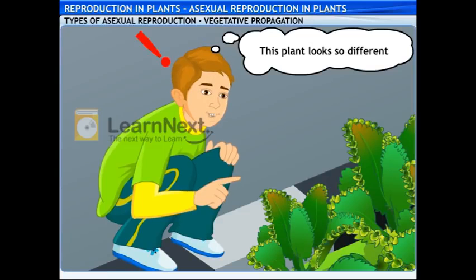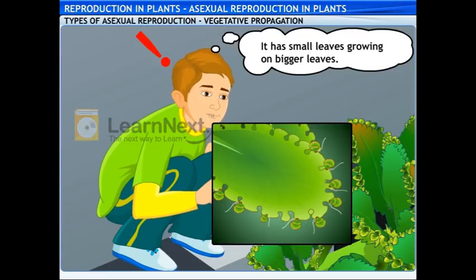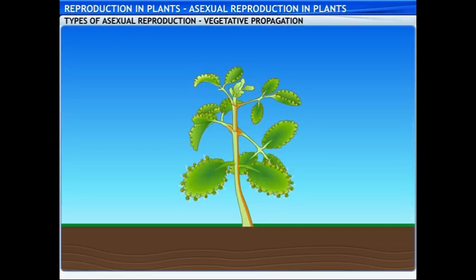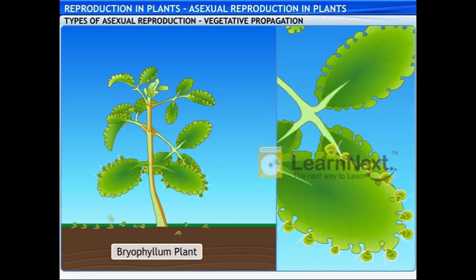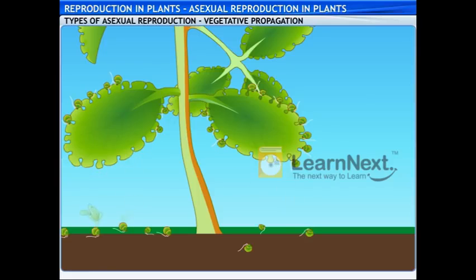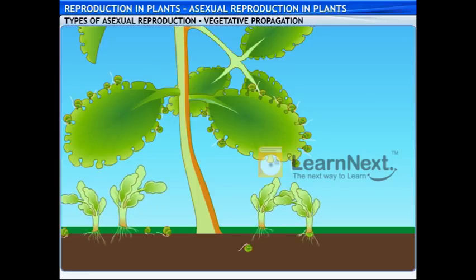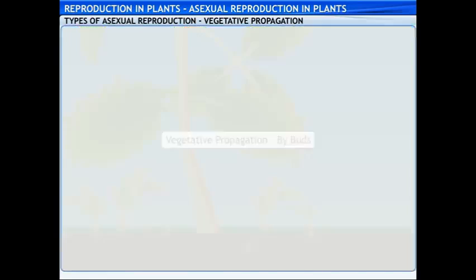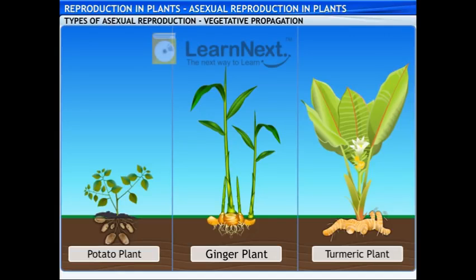This plant looks so different. It has small leaves growing on bigger leaves. These are the buds of a bryophyllum plant. This plant has buds on the edges of its leaves. When the buds come in contact with moist soil, each bud is capable of growing into a new plant. The plants that use buds for vegetative propagation are potato, ginger, and turmeric, amongst others.